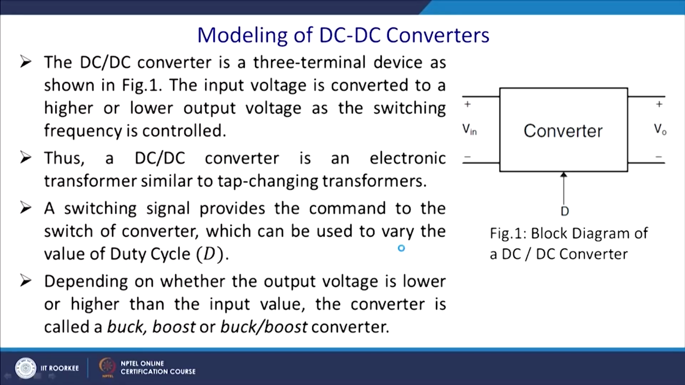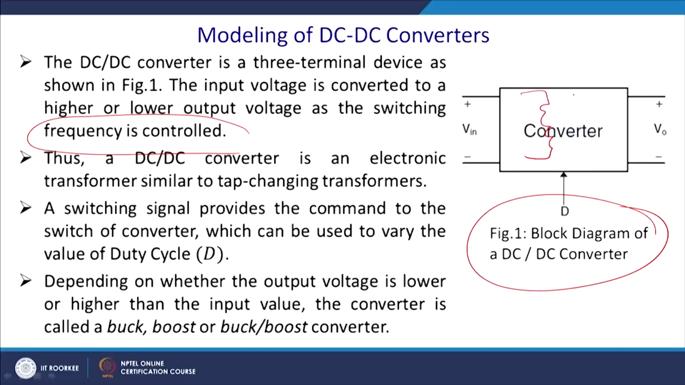So, a DC to DC converter is a 3 terminal device as shown in figure 1. The input voltage is converted into a higher or lower voltage as required, as the switching frequency is controlled. So, we will have a high frequency application in between, and mostly if it is an isolated converter you will have a high frequency transformer.